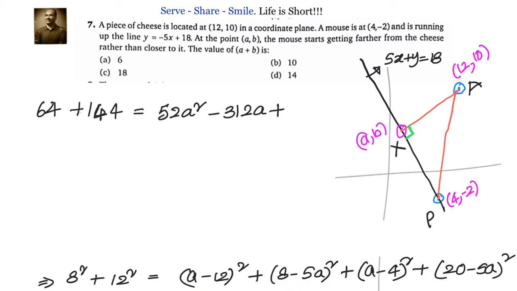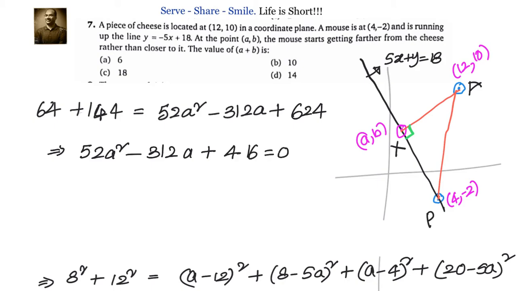Plus, let us add all the constant terms: 12² is 144, 8² is 64, 4² is 16, 20² is 400, and the sum is 624. So simplifying, we have 52a² - 312a + 416 = 0. Now if you observe, you can cancel that by 52. You will get a² - 6a + 8 = 0, which seems to be a pretty simple quadratic equation.